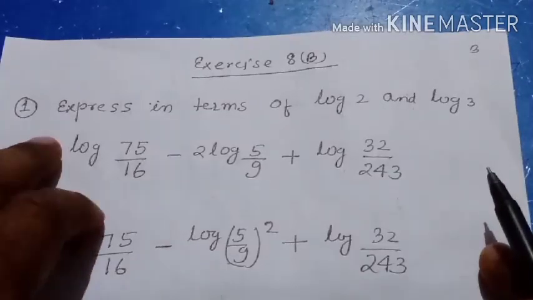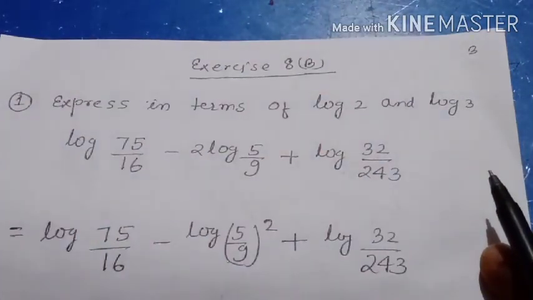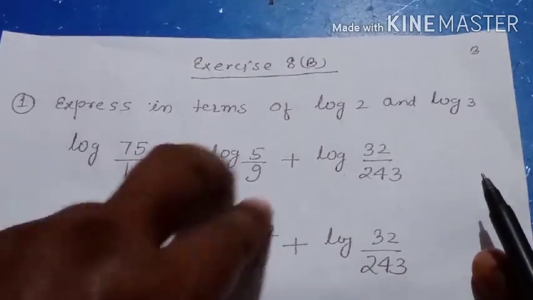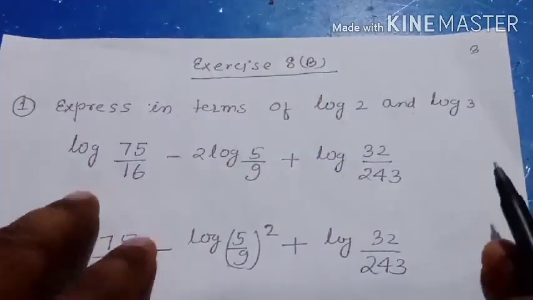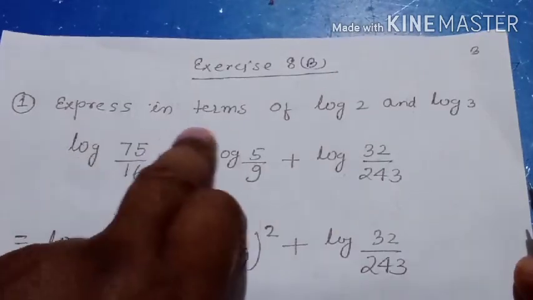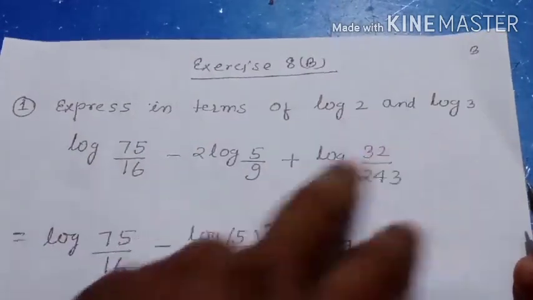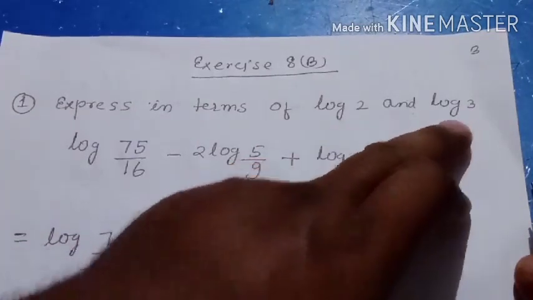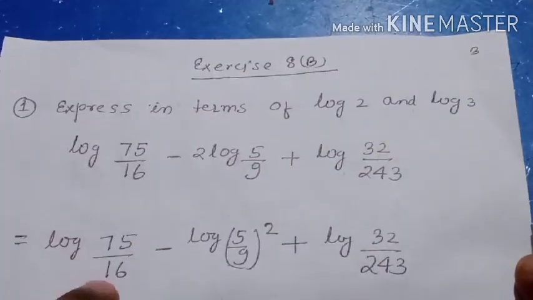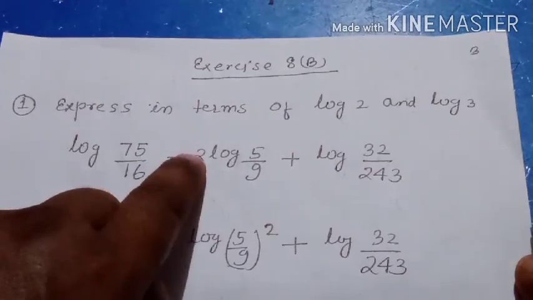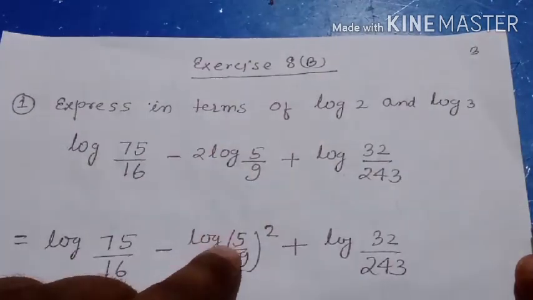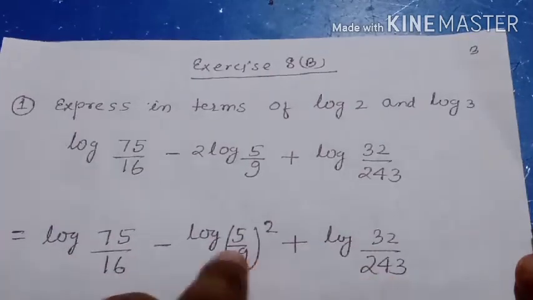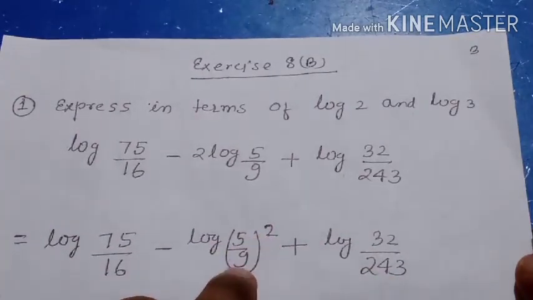Based on the logarithmic laws that I have explained before, we are going to solve some sums from Exercise 8b of the Salina book. The first question is, you have to express in terms of log 2 or log 3. The given expression is there and you have to express it in terms of log 2 or log 3. So log 75 by 16 as usual is copied. This 2 will be shifted here, so it will be log of 5 by 9 whole square. And this one is copied, log 32 by 243. 5 square you know is 25, 9 square you know is 81.